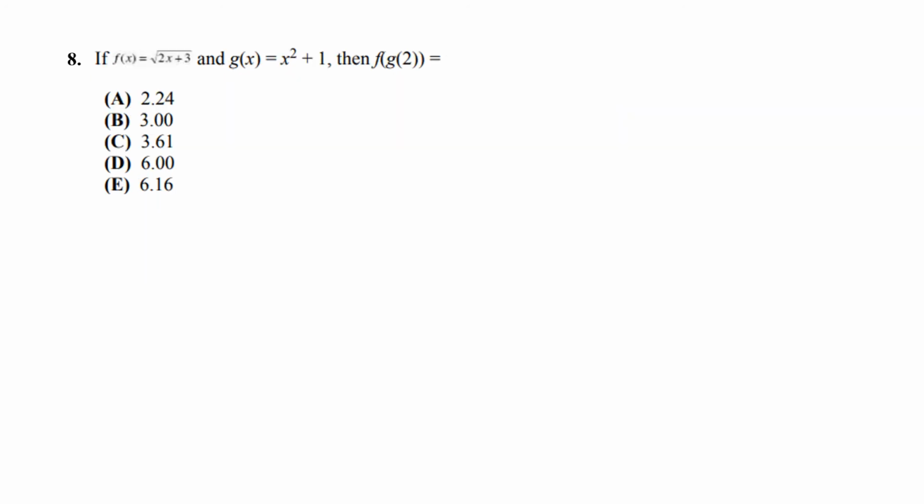Right, in this next problem, if f of x is equal to the square root of the quantity 2x plus 3, and g of x is equal to x squared plus 1, then what is f of g of 2? Immediately, we should recognize right here, this is a composite function. Composite, or a compound, you might hear it as compound as well. Okay, it's a composite or compound function.